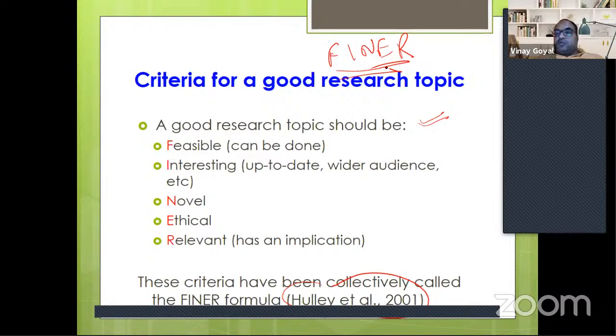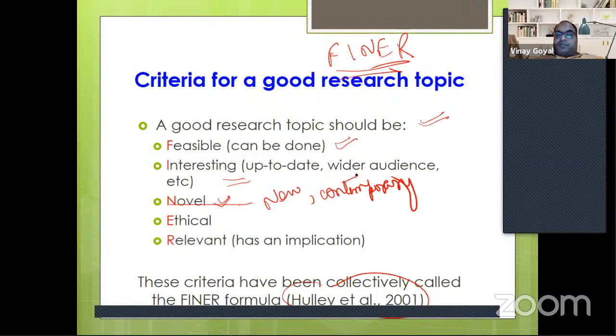Feasible. That means this topic is appropriate. This can be done. It is interesting, right? It is up to date and it will take into consideration the wider audience. It should be novel, right? That means it should be new, it should be contemporary.